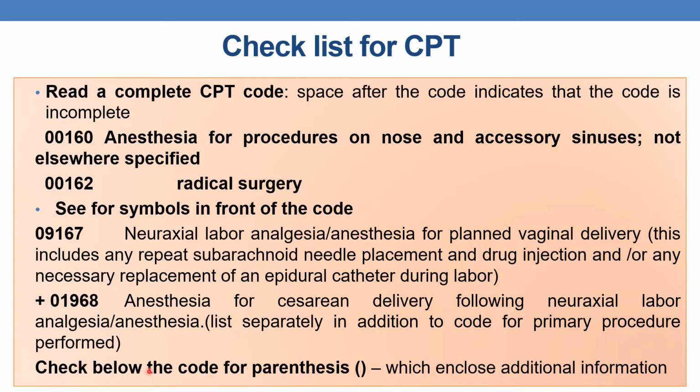Next is check below the code for parentheses. Here you can see parentheses, they enclose additional information. So first we have to read a complete CPT code. Next we have to see for symbols in front of the code. And finally we have to check below the code for parentheses. So this is how you have to see a CPT.